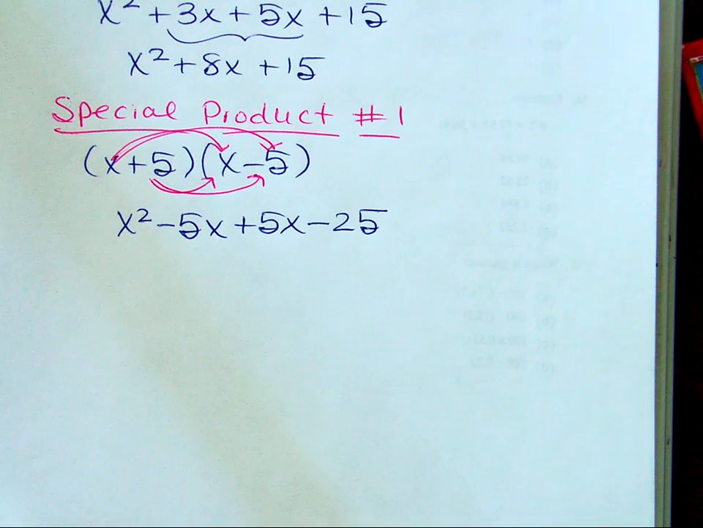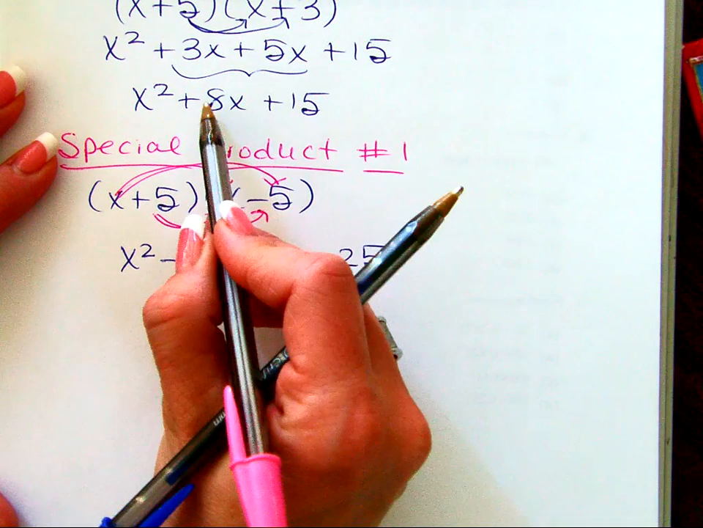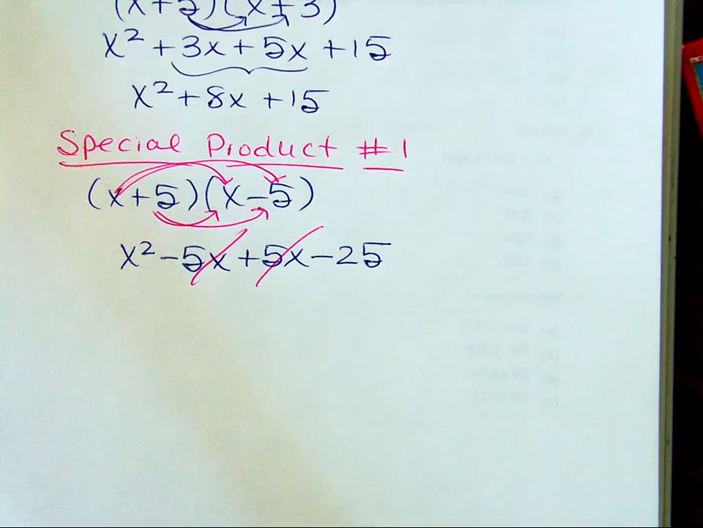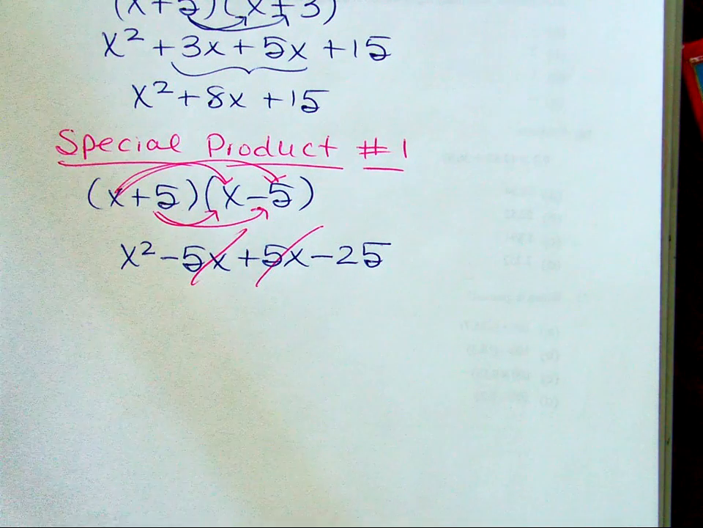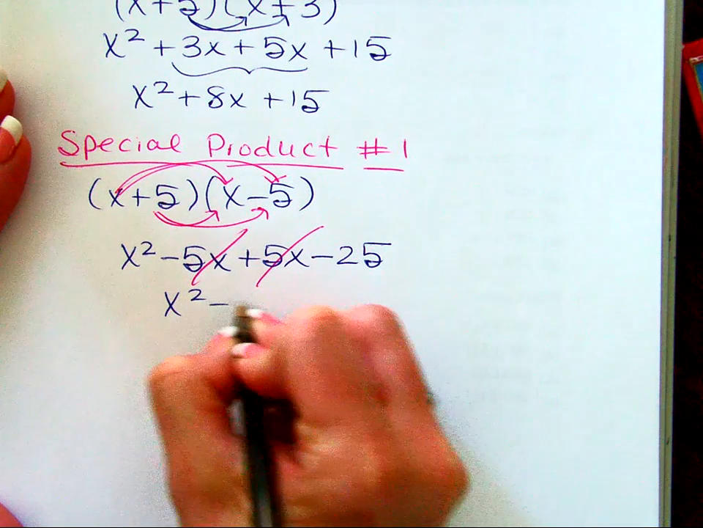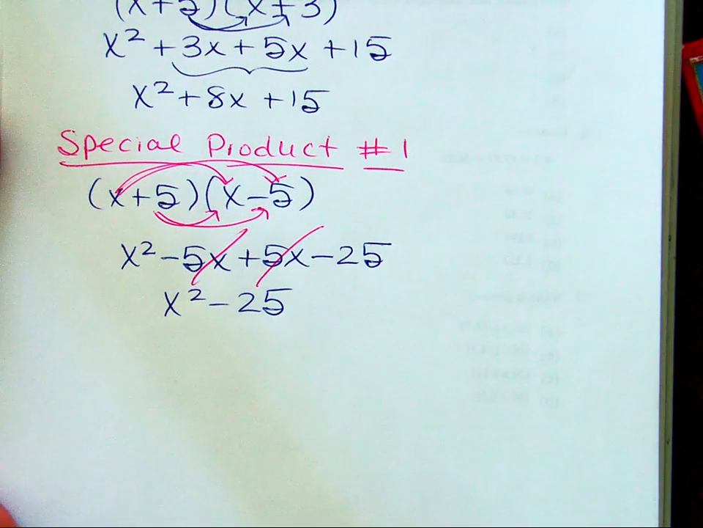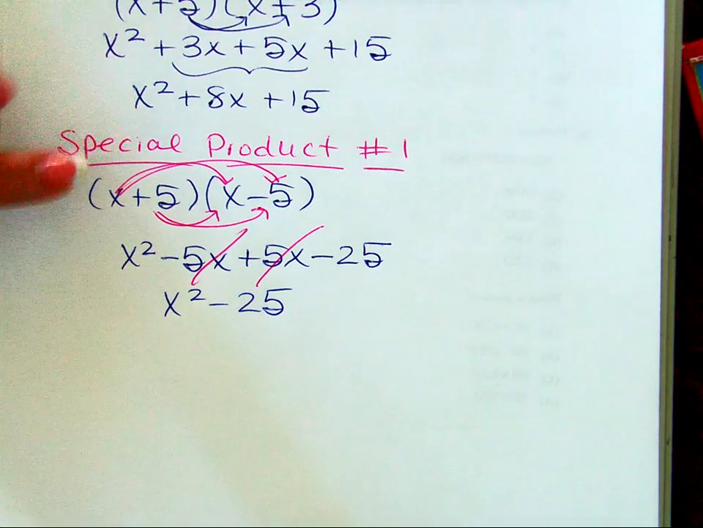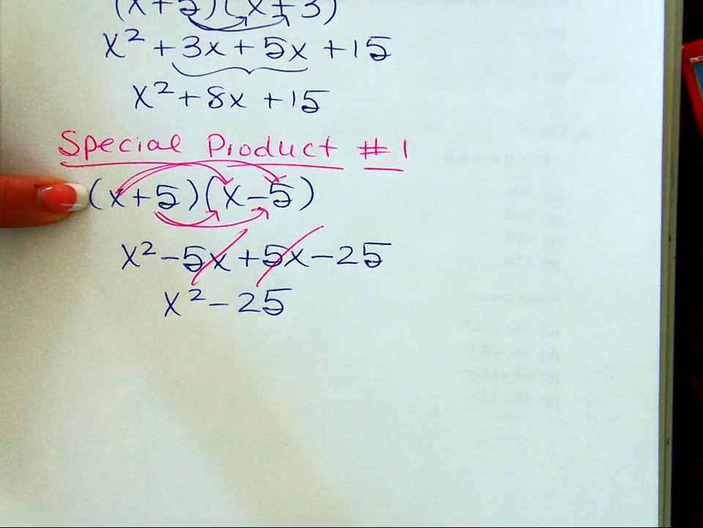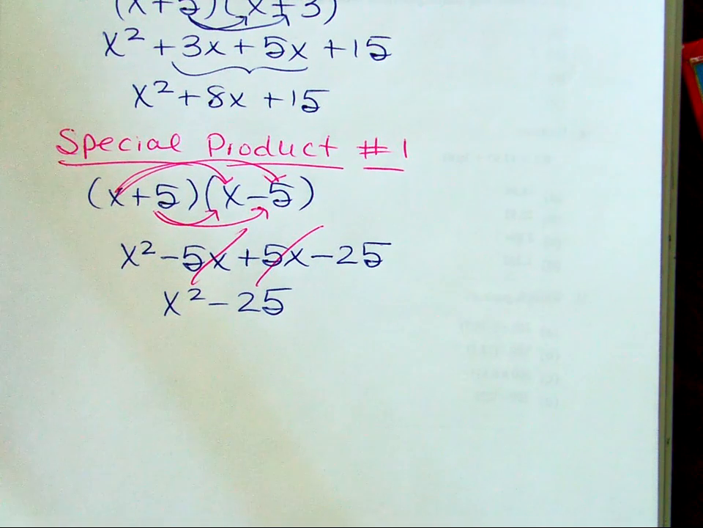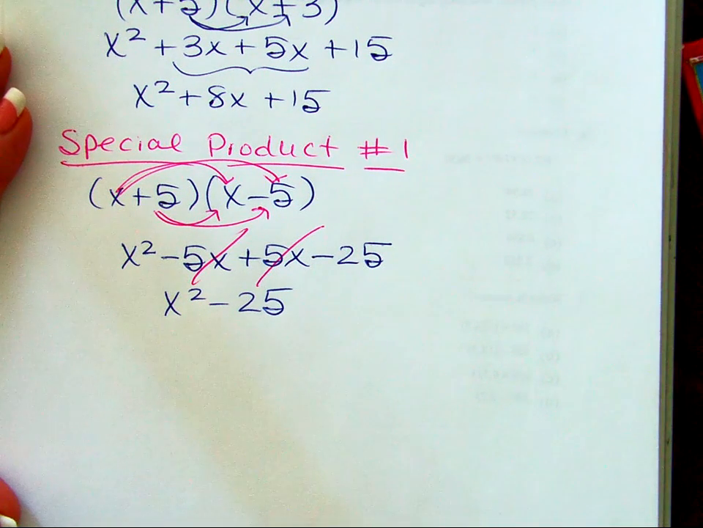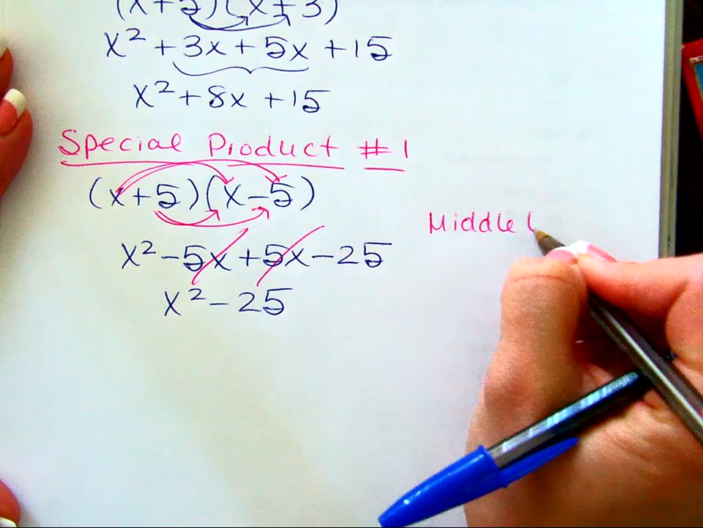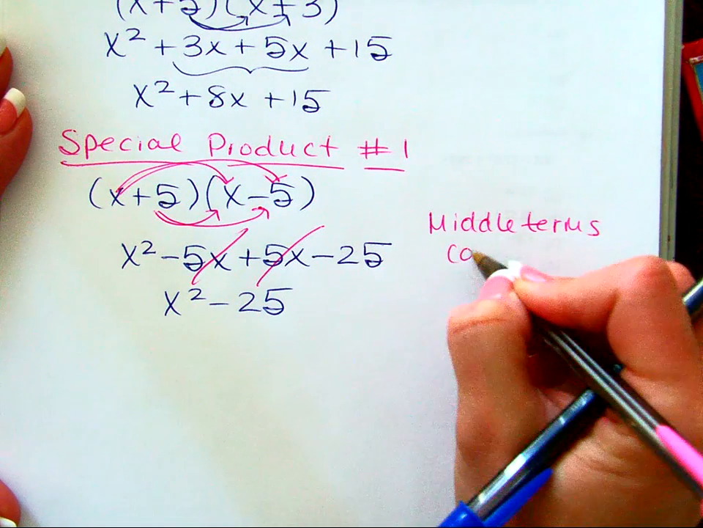Negative 25, right? So you're looking at these, and when you go to cancel your two middle terms like we did up here and got 8, this time they give me 0. You will not put 0x. You won't just put x, because that means there's 1. You won't put anything. Your middle term is totally gone. So your final answer in special products number 1 is just x squared minus 25. So normally we see two binomials giving us a trinomial as a product. In special case number 1, two binomials, if the right ones, will give us another binomial as an answer. Okay? So the middle terms canceled. Totally canceled.